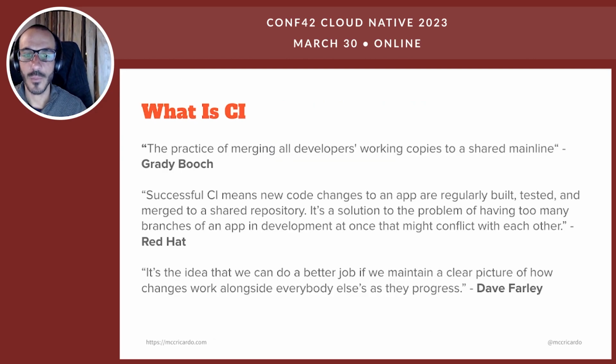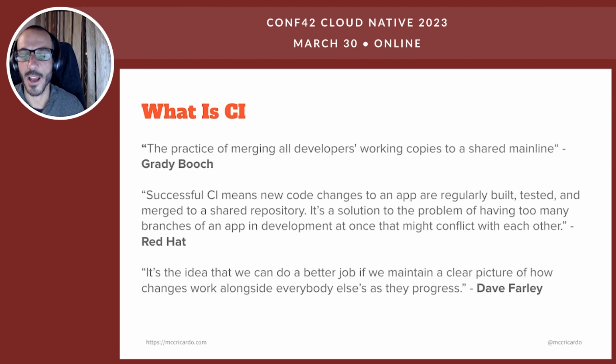What is CI? According to Grady Booch, CI is the practice of merging all the developers' working copies to a shared main line. Also, we can go into the Red Hat definition, saying that a successful CI means that new code changes to an app are regularly built, tested, and merged to a shared repository. It is a solution to the problem of having too many branches of an app in development at once that might conflict with one another. And of course, my favorite one is from Dave Farley: CI is the idea that we can do a better job if we maintain a clear picture of how changes work alongside everyone else as they progress.